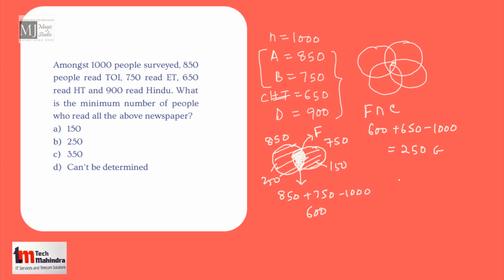Suppose this is G. Now what would be the minimum area between G and D? 250 plus 900 minus 1000. That would be 150. So this gives us the minimum number of people who are reading all the above newspapers. The common region, the common to all 4, should be 150.